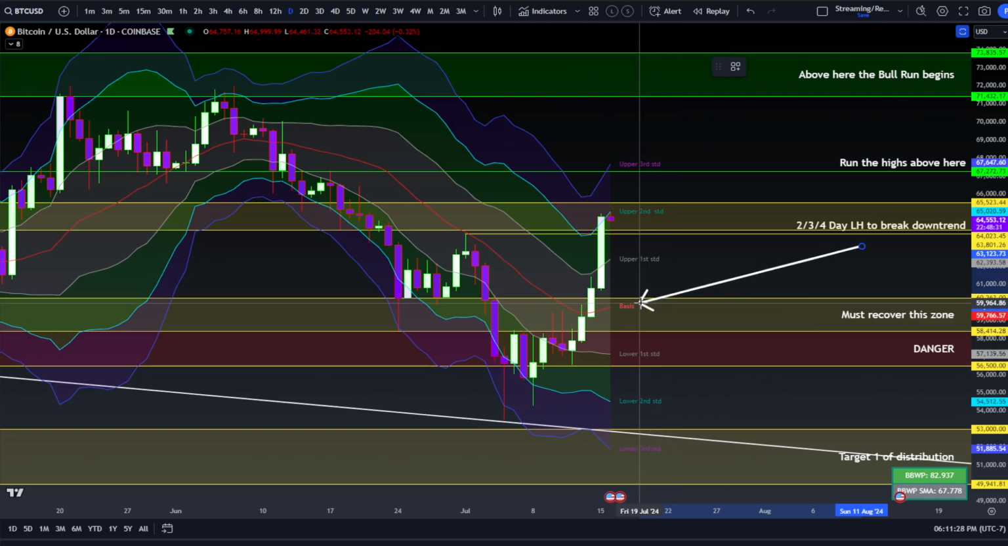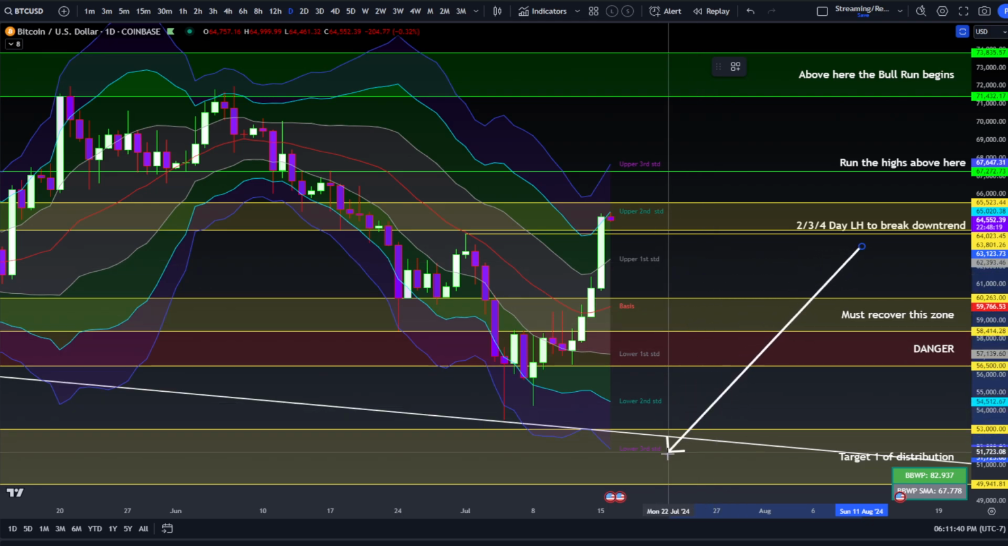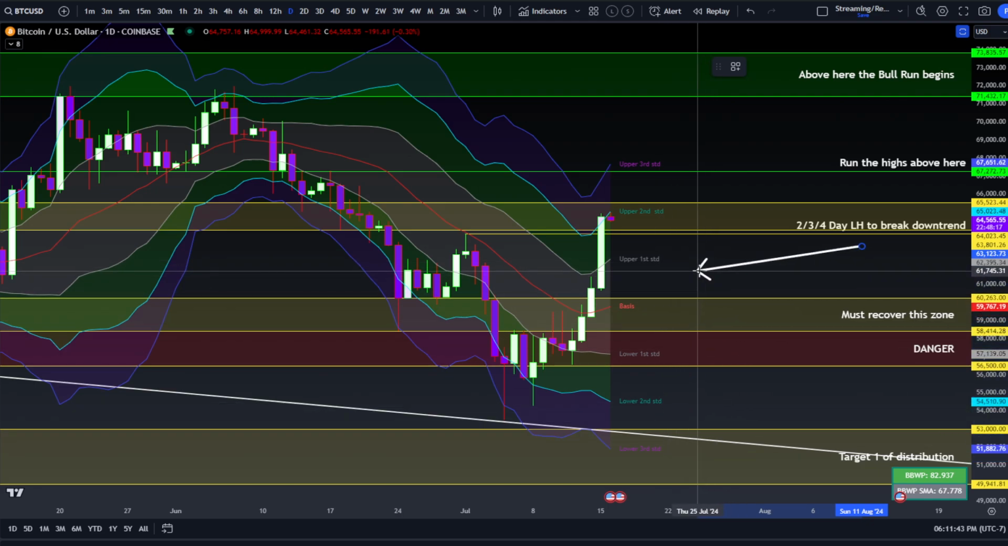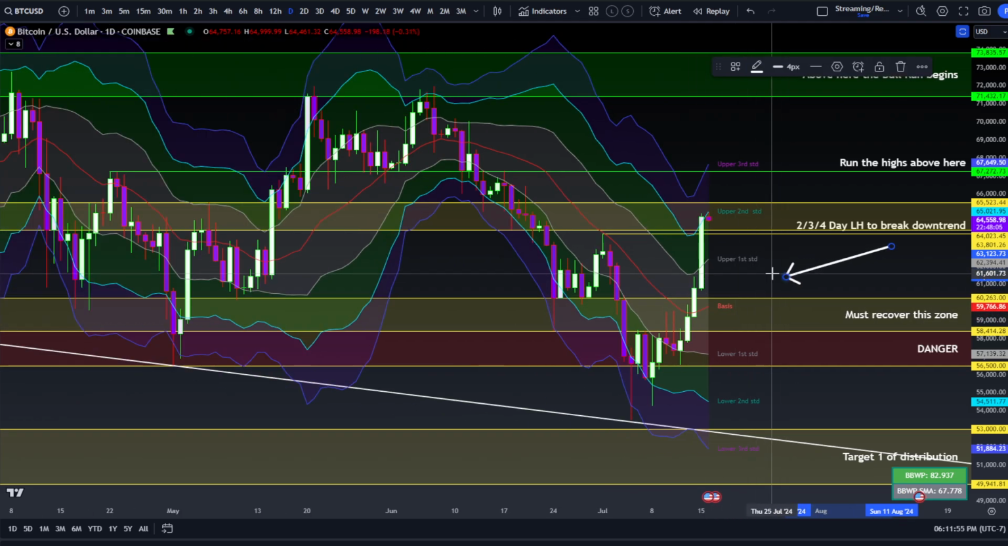For those that don't know what a basis band is, that is just the 20 simple moving average. And then the upper first, second, and third, lower first, second, and third are 1, 2, and 3 standard deviations to the upside, 1, 2, and 3 standard deviations to the downside, if you want to know a little bit about the math for the volatility calculation there. In this case, basis is right in that must recover zone. Still, I'm going to maintain 60K on any pullbacks, any wider pullbacks that lead to daily pullbacks. Otherwise, I'm looking 62 to 63.8 as being a safe pullback zone.